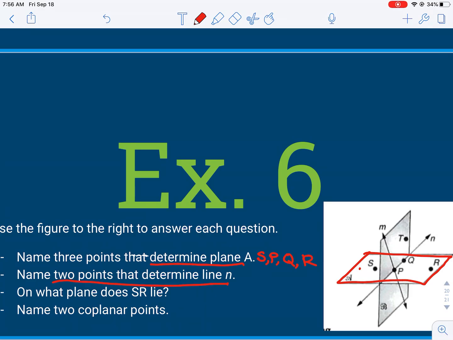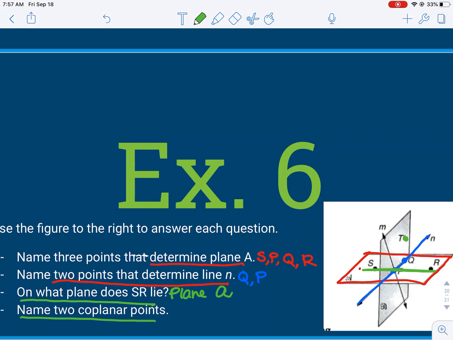Then I'm asked to find 2 points that determine line N. Again, determine just means they're on it. So here's line N. Q and P are both on line N. So those are my only 2 that I can pick. And then they want to know, hey, on which plane does SR lie? Well, SR is right here. So if I were to draw that in, it would be laying right on top of plane A. That was a terrible cursive A. There we go.